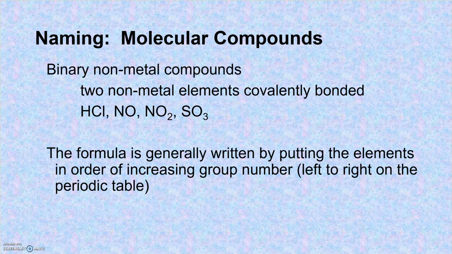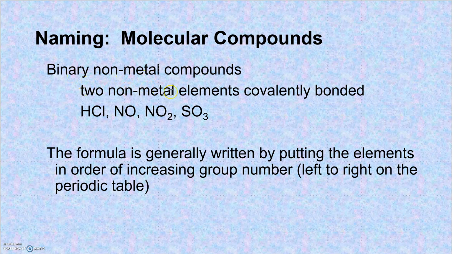Naming. You're going to need to be able to name a compound from its formula or give its formula from its name. The first type of naming that we're going to go into is naming molecular compounds, or things that are covalently bonded to each other. We're going to go through 3 different types of naming conventions, but you're only going to have to learn binary nonmetal compounds.